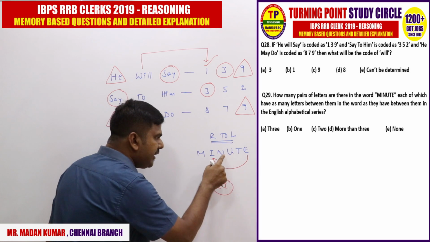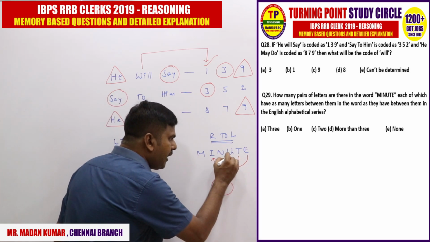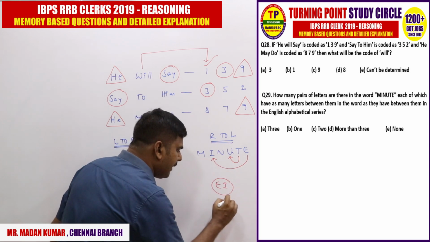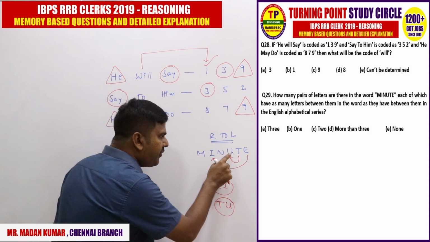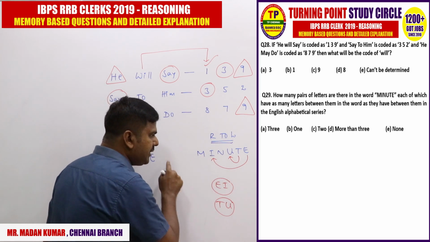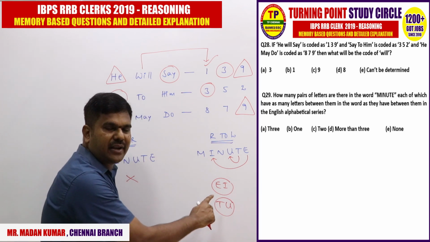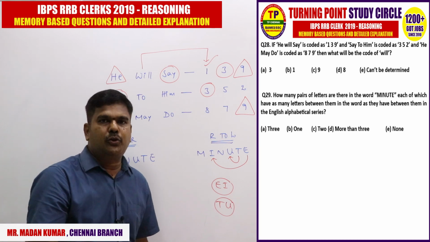So E, F, G, H, I, J. So one pair. T, U. Immediately T after U, we do have one more. T, U, V, W, X. That's it. From U, V, W, X, no N, O, P. No I, J. No. So total how many pairs right to left? We have two. Total how many pairs are there? 0 plus 2. Total 2 pairs are there.